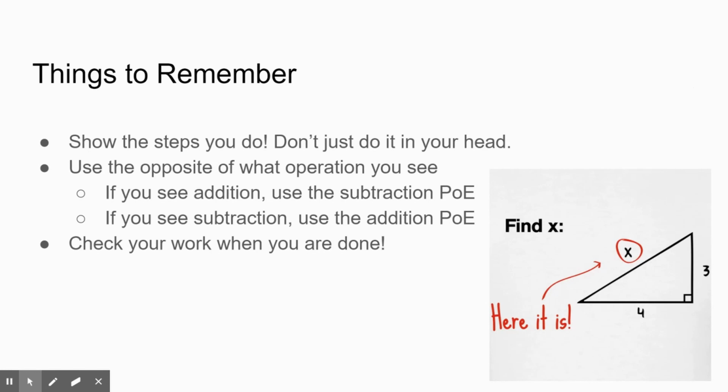Finally, check your work when you're done. This is the best way to prove to yourself that you did get the right answer. You don't have to ask me if you got the right answer. You don't have to ask your teacher. You don't have to ask whoever. You can just check it yourself, and then you'll know if you're correct or not. So really important things to remember. You might even want to write these down. If you do, you can pause the video here, but we're just going to continue on.